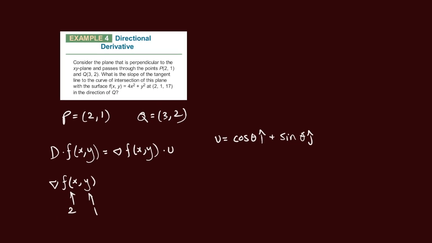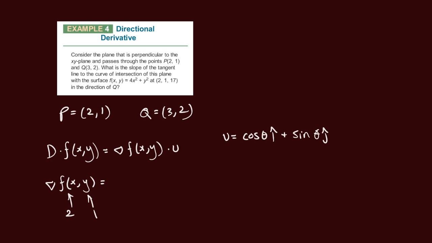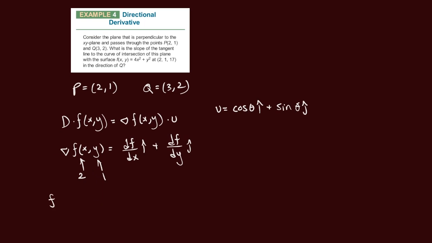Okay, I don't know why they gave us 17 there. I think it's just to throw people off, like make them confused. I mean, so the grad function, it's d of f over d of x plus d of f over d of y.